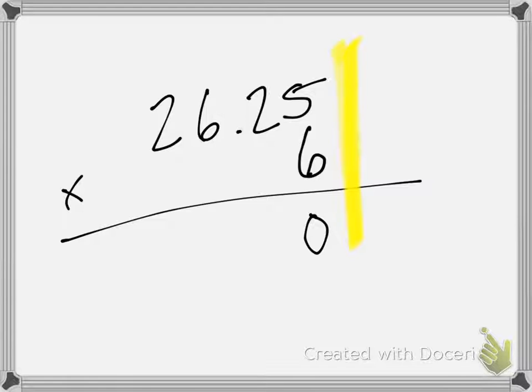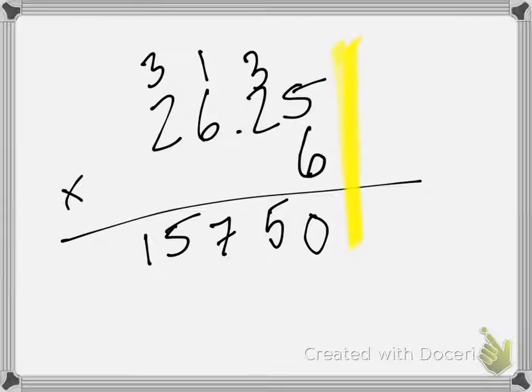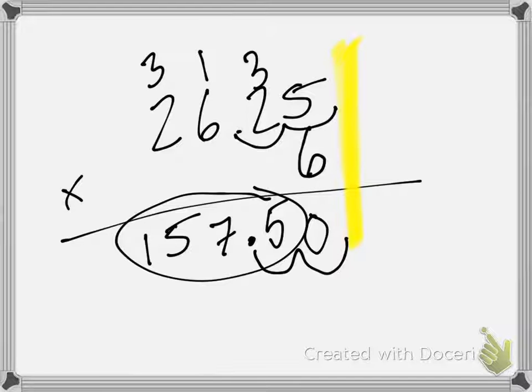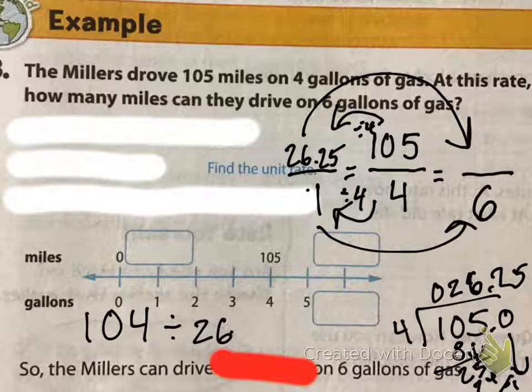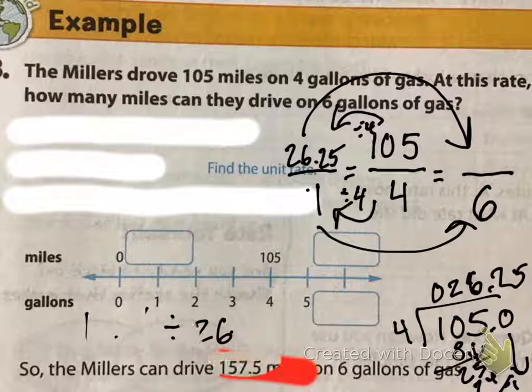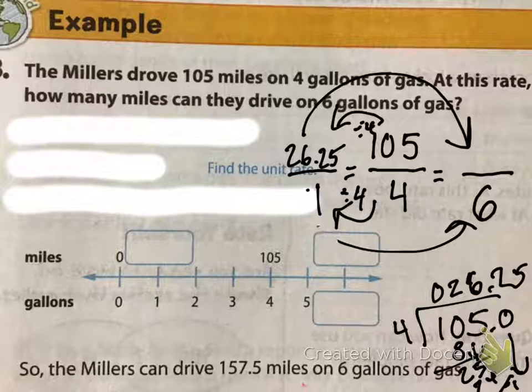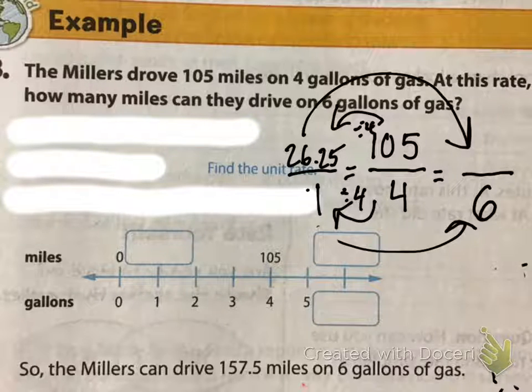And then we do our math. 6 times 5, 30. 6 times 2, 12, plus the 3 is 15. 6 times 6, 36. We get a 7. 6 times 2, we get a 12, and that's another 15, right? We had 2 decimals here, so we have 2 decimals here. So our answer is 157.5. It's at the bottom because we had the answer there. What we did is we did scaling, if you saw.